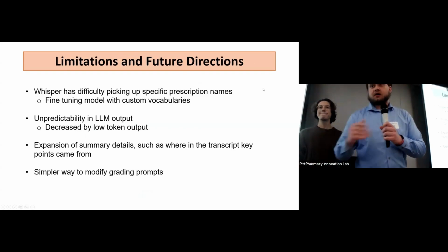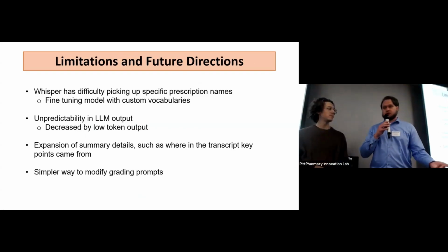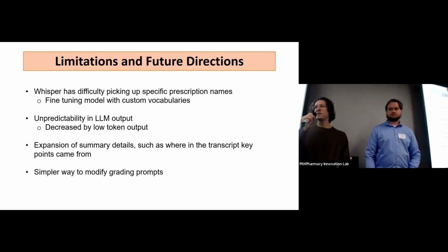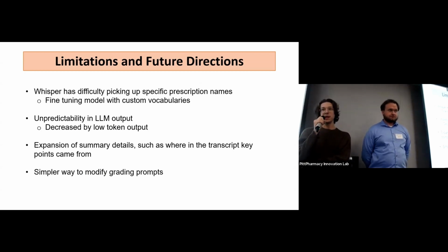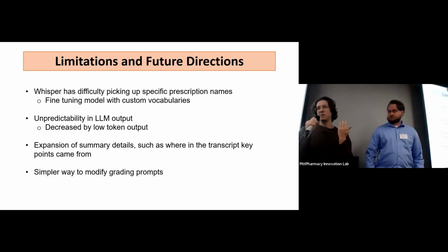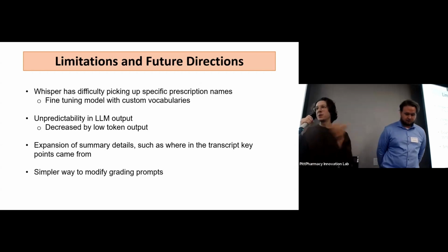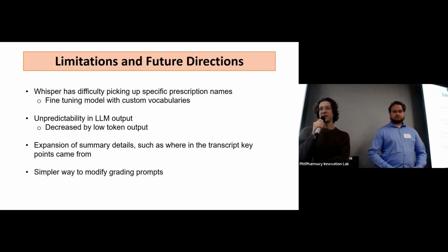And then I know we're short on time, so here are some limitations and future directions of our project. Just real quick, Whisper does have difficulty picking up specific prescription names, but future students could look into that by doing fine-tuning, training it with custom vocabulary. There is some unpredictability in the Llama 2 output that's just inherent. You can feed the exact same prompt and it won't always give the same result.